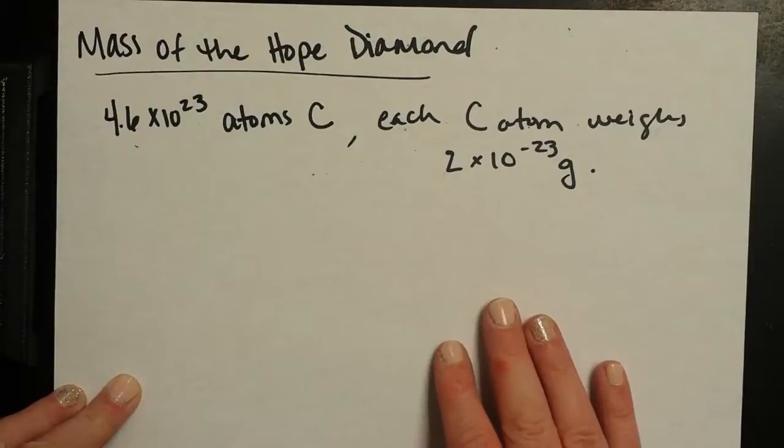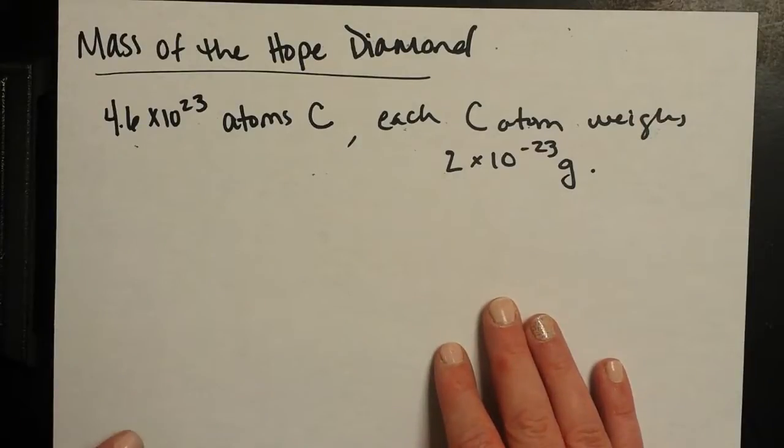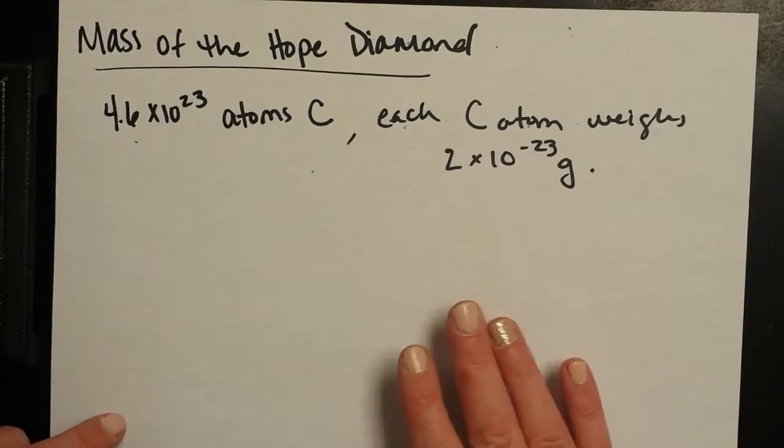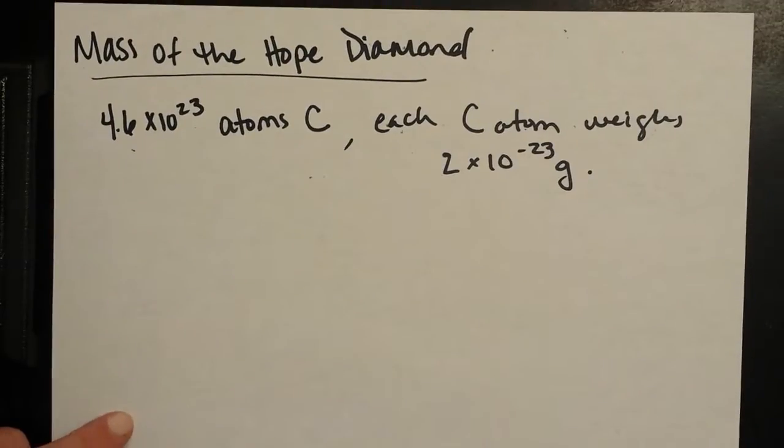Well, that's kind of like saying, okay, there's 14 people on a boat and each person weighs 120 pounds. Well, how much does the total population on the boat weigh? And you would just multiply the two. Same idea goes here.